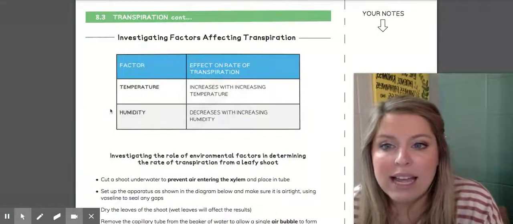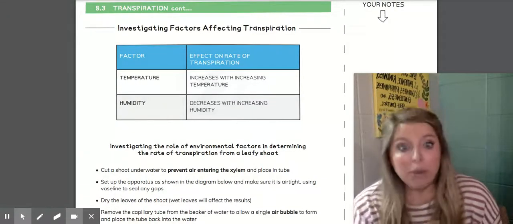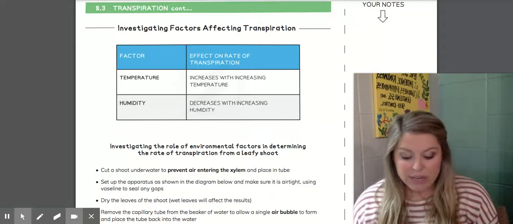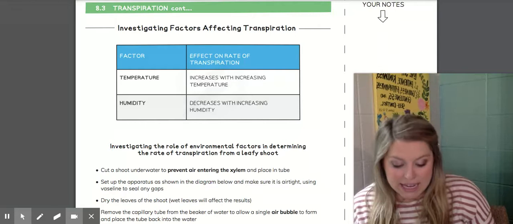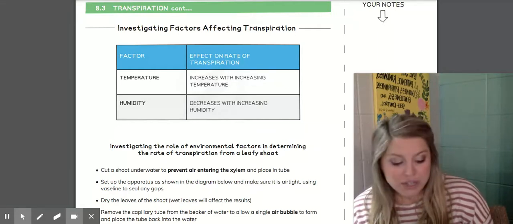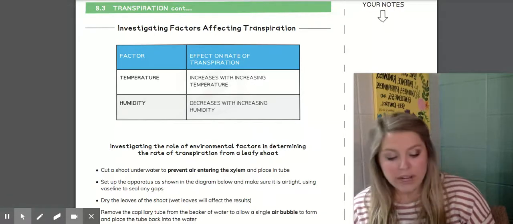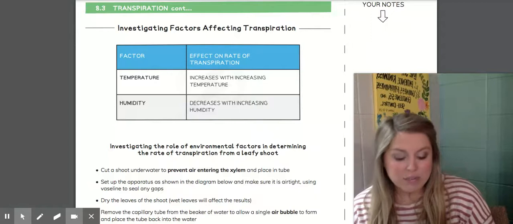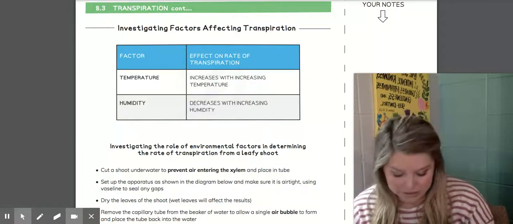All right, and then we are going to look at several labs tomorrow with how transpiration affects plants specifically, and these labs will just deal with transpiration rates. So temperature and humidity are two really big ones, and we'll look at those labs tomorrow. You also can have transpiration affected by wind speed, light intensity, as well as water supply.